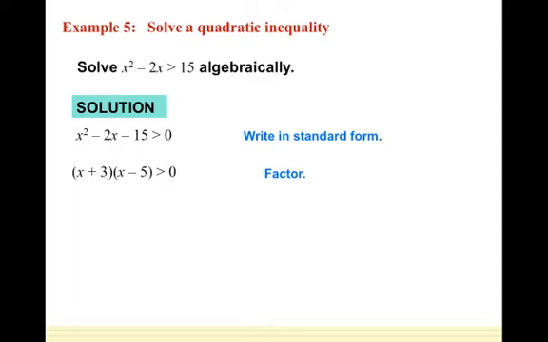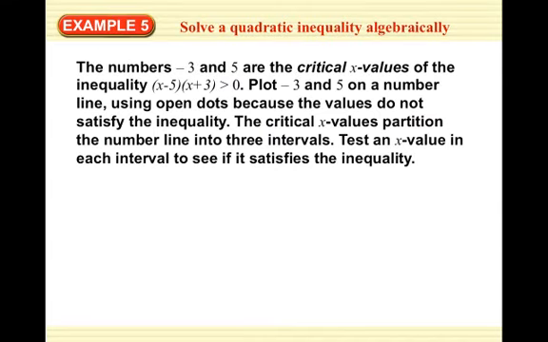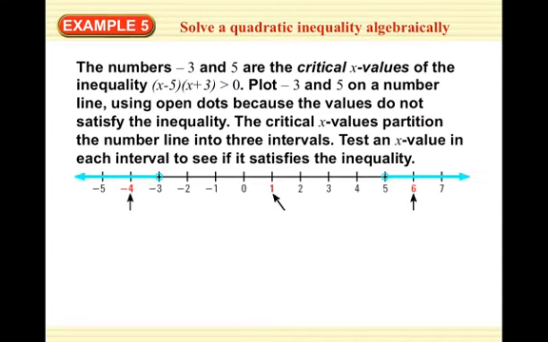We're going to factor: x plus 3 times x minus 5 is greater than 0. And so our two zeros: x plus 3 equals 0 gives me x equals negative 3, and x minus 5 equals 0 gives me x equals 5. So I'm going to put those on the number line. There's negative 3 with an open circle, and here's 5 with an open circle. And I want to pick representatives. I'm showing them with an arrow this time.